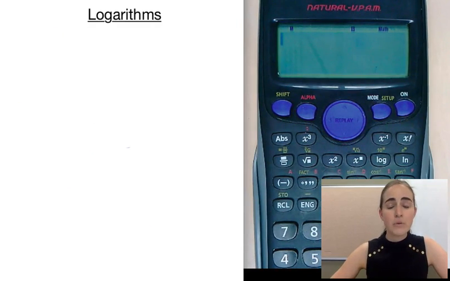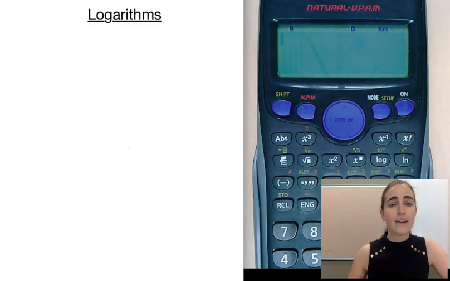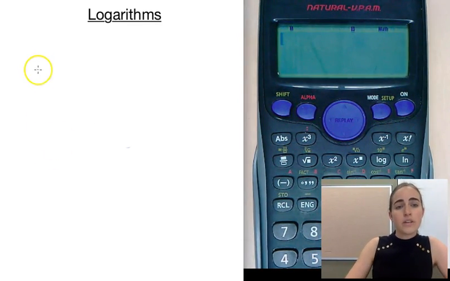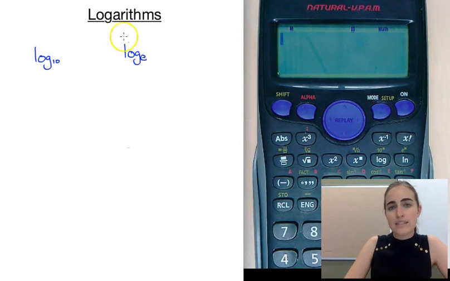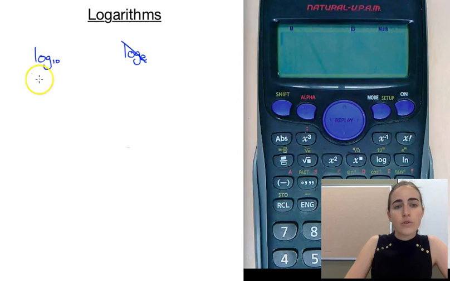The last little bit I want to look at in this video is how we can use our calculators to solve problems involving logs. Now your calculator can only solve certain logs. We can solve problems that involve log to the base 10 or problems that involve log to the base e. This one we're not going to look at in this topic, we'll look at it later on. So in this video we're just going to have a look at log to the base 10.